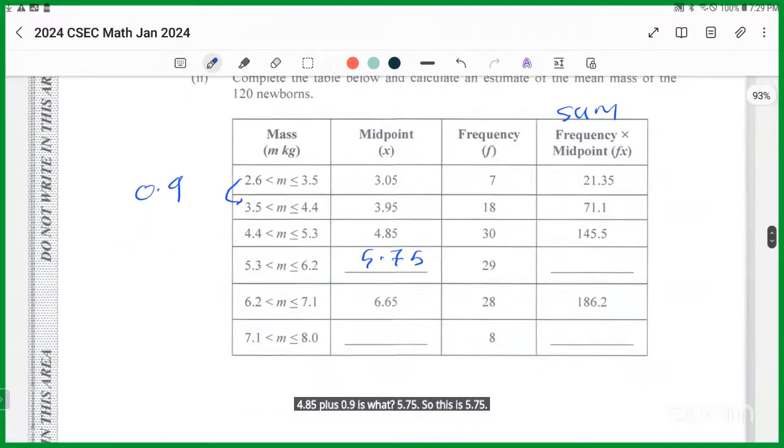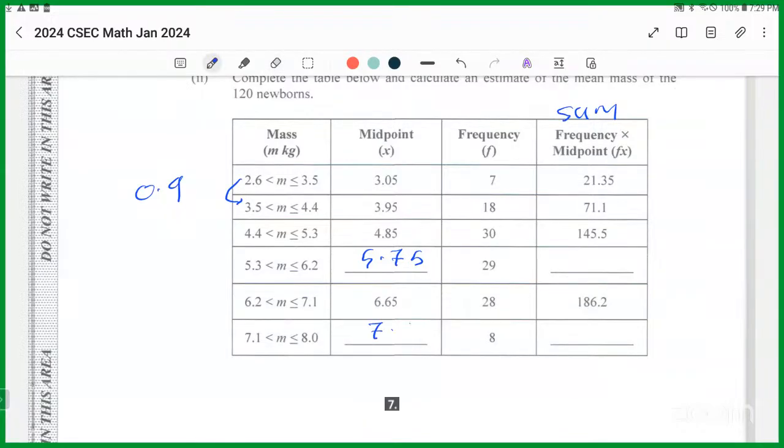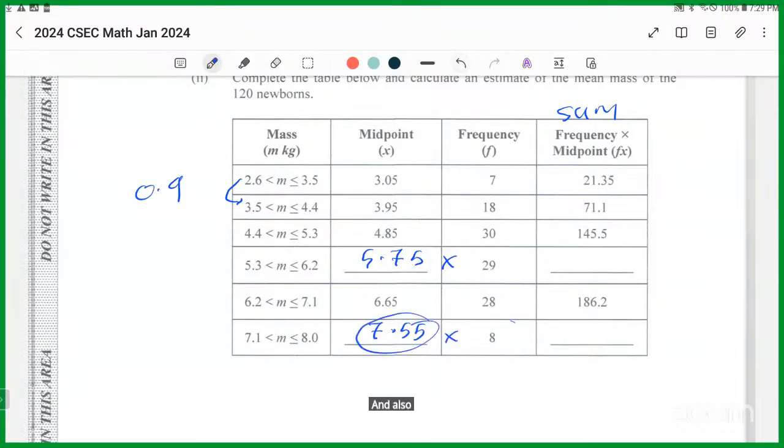And then we need to add another 0.9 to this. Everything is going up by 0.9. What does that work out to? 7.55. Then we need to complete this row by multiplying these two values. So it's this times this gives us this value. And also multiply these two values to get this one over here.